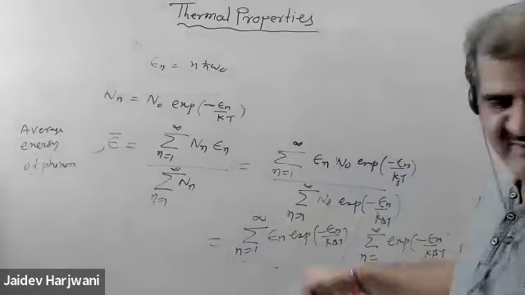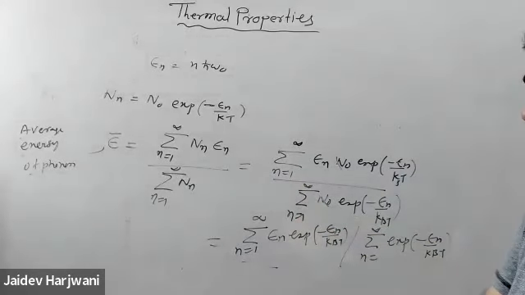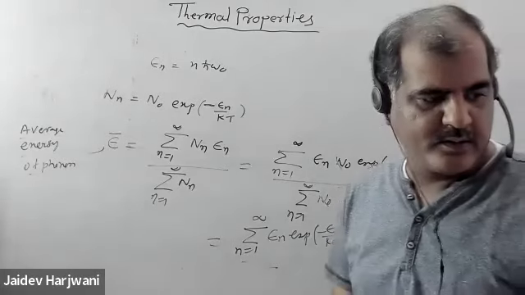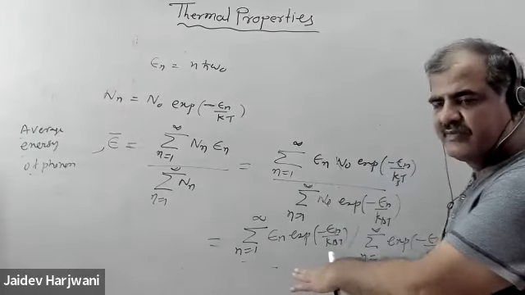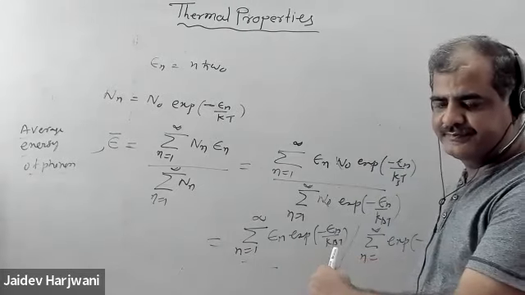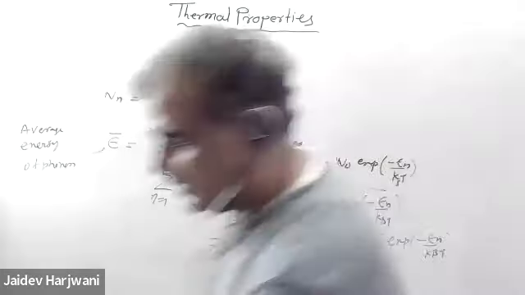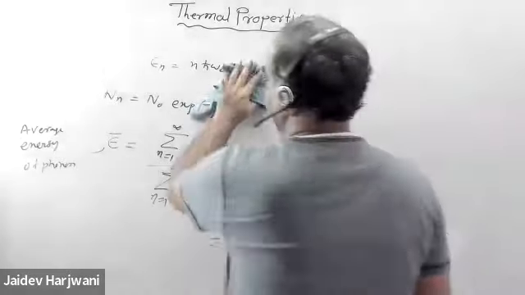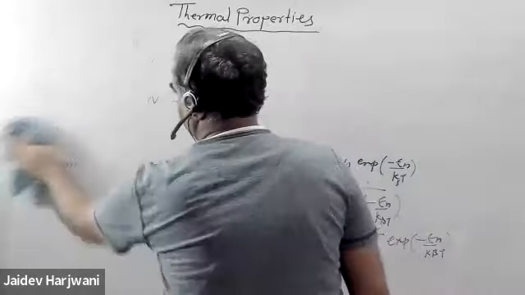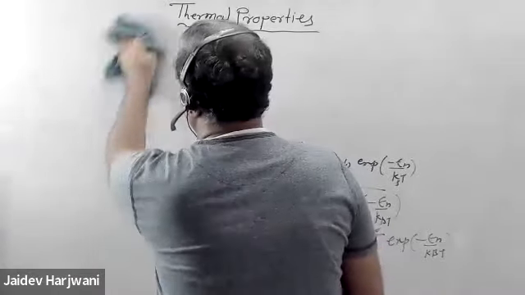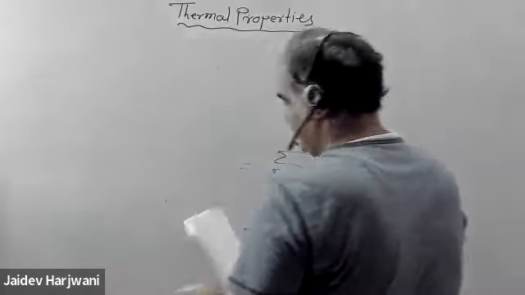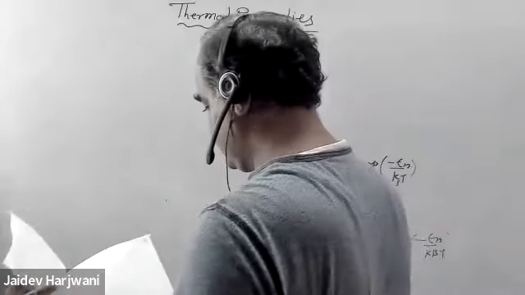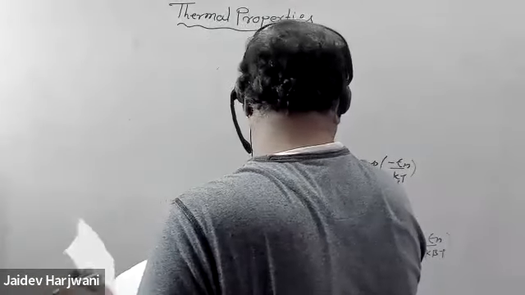So are you able to see this now, what I'm writing? Are my expressions visible now? Yes, sir. Okay. So let us now calculate the total energy, the average energy of harmonic oscillator. Now if I want to write harmonic energy.